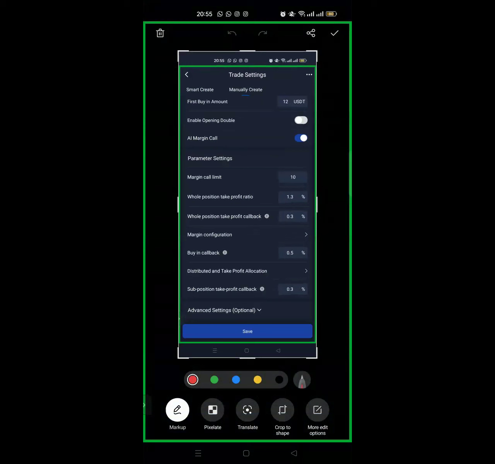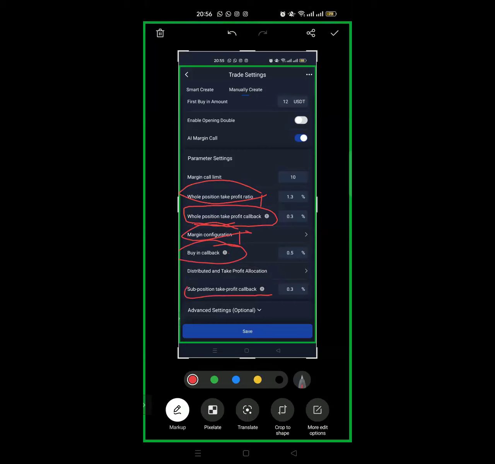So hold position take profit controls this. Buy in callback controls this. Buy in callback controls your margin configuration. That's the buys in your margin configuration. And then sub position take profit callback controls your distributed take profit allocation.